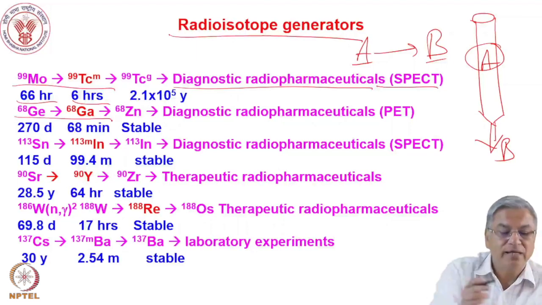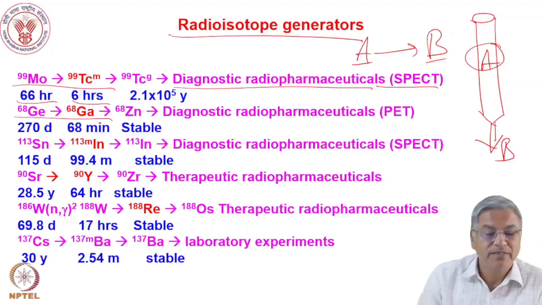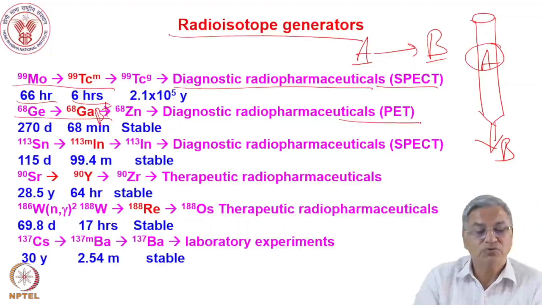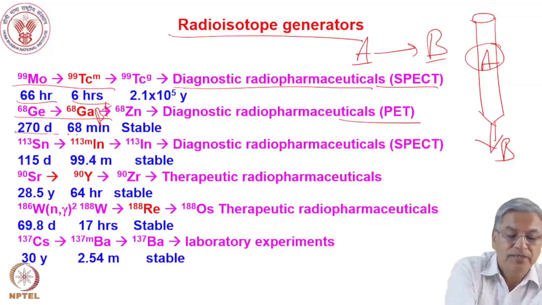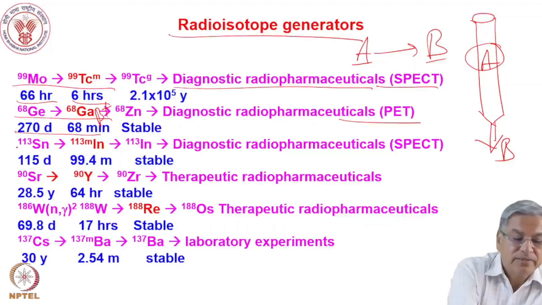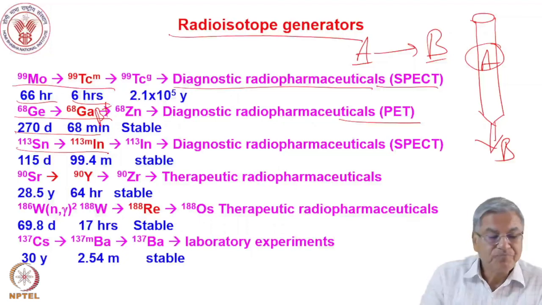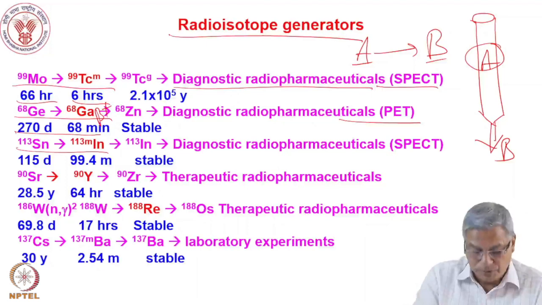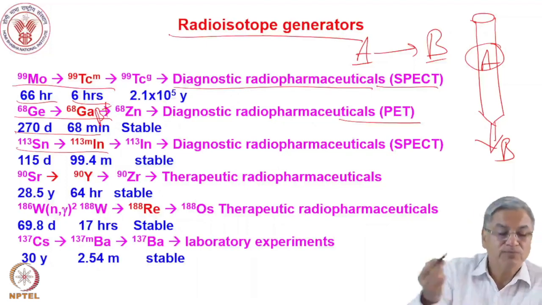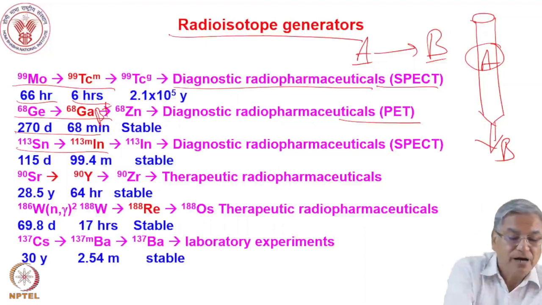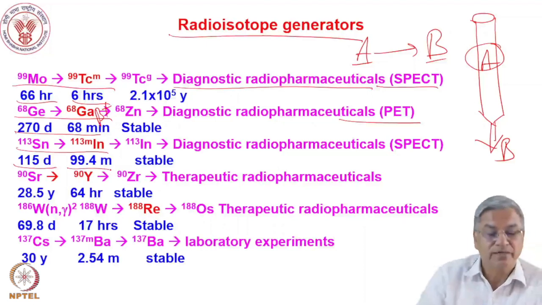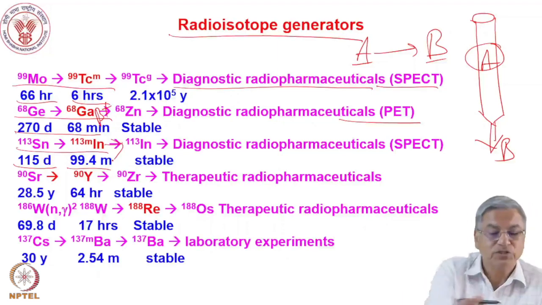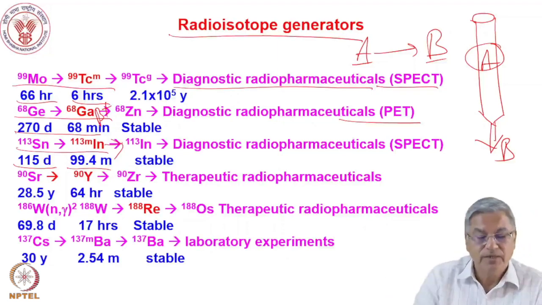Another pair is germanium 68, a beta plus emitter. For PET radiopharmaceuticals, you can use this generator, 270 days and 68 minutes. Then 113 tin and indium 113m: indium 113m is the radioisotope useful for diagnostic radiopharmaceuticals, and you can milk it from 113 tin having half-life 115 days, while this is 99 minutes. This internal transition emits pure gamma, like technetium 99m, so they are ideal for imaging.